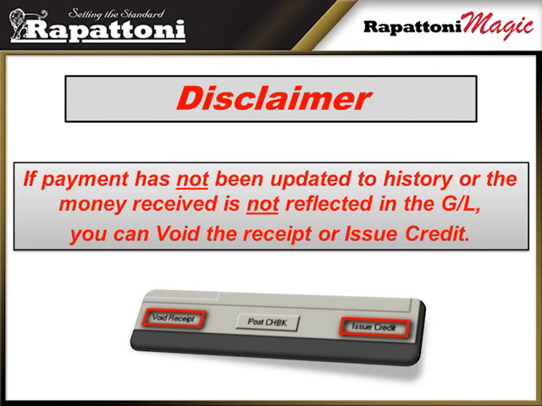Okay, so this webinar is on adjusting posted payments, or payments that have already been updated to history or the general ledger. If a payment has not been updated to history or the money received is not reflected in your GL already, then you can simply void the receipt or issue a credit directly through the receipt history form.